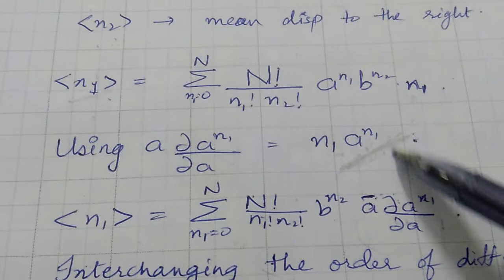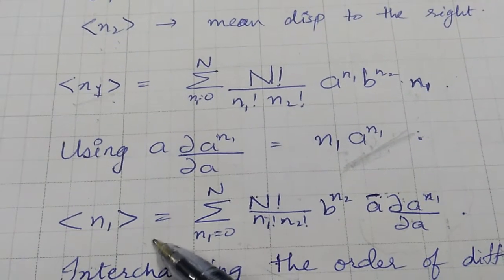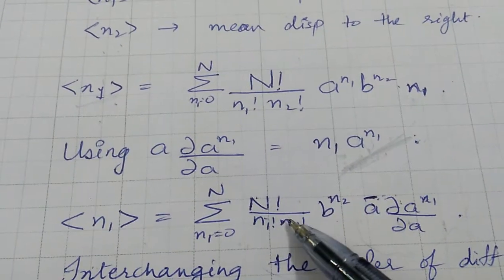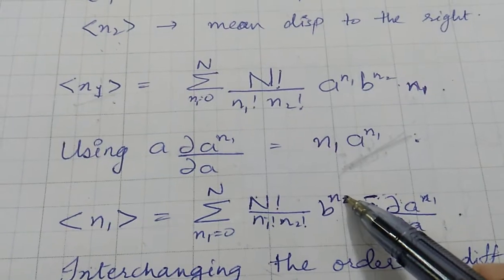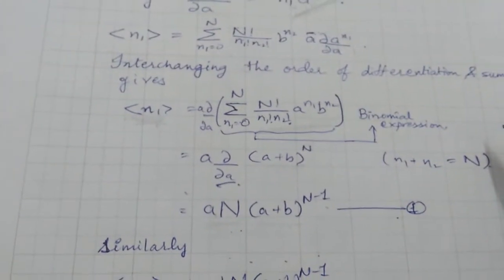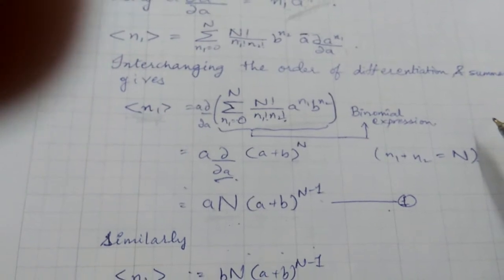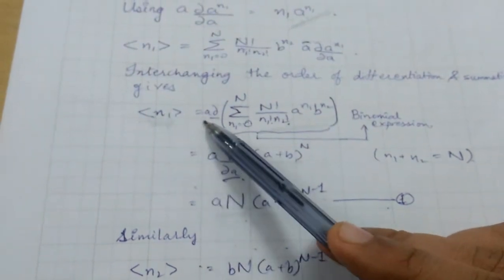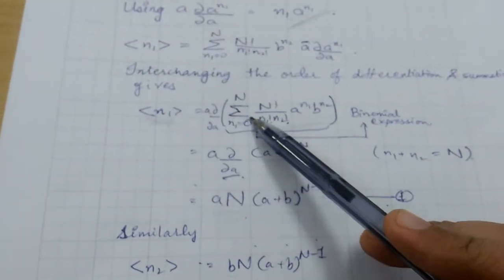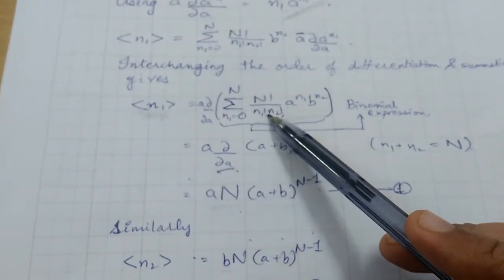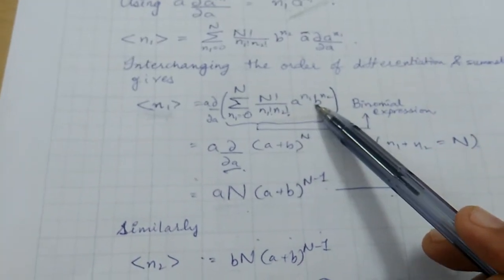Using this observation, we can say that the average of n1 is the sum over n1 running from 0 to n of n factorial by n1 factorial times n2 factorial times B raised to n2 times A times del A raised to n1 by del A. Interchanging the order of this differentiation and summation because differentiation is a linear operation, we get n1 average is A times del by del A of the sum over n1 from 0 to n of n factorial by n1 factorial times n2 factorial times A raised to n1 times B raised to n2.